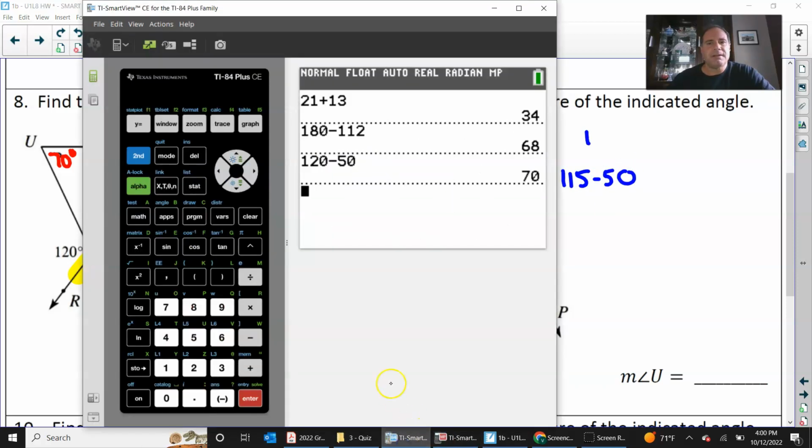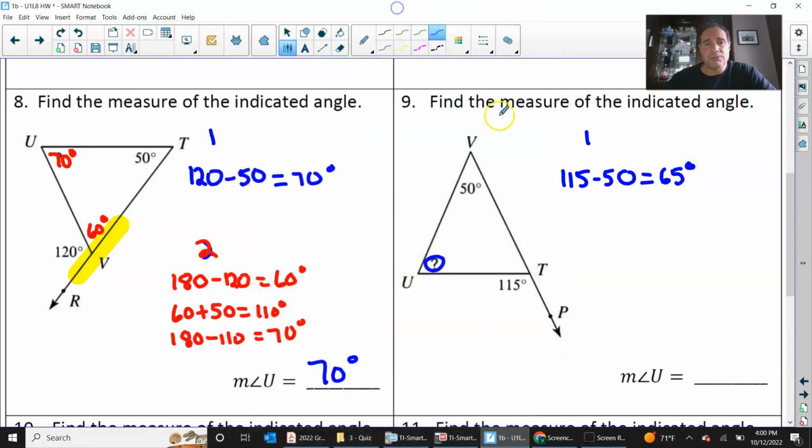Just remember, nothing to chance. We have 115 minus 50. Enter it, and it's 65. So that angle, this question is finished. If you use that method right here, this is 65 degrees. And you answered that question pretty quickly.